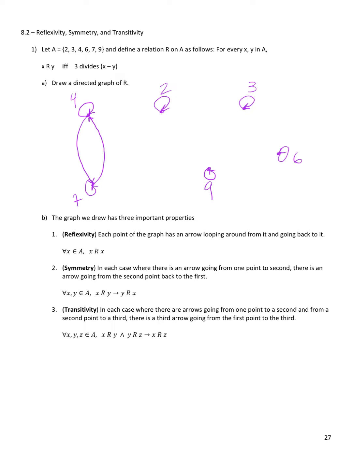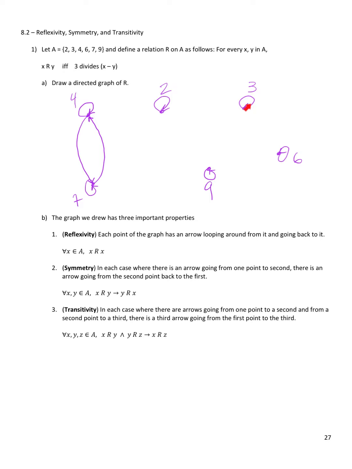How about 7? Is 7 related to 2? Well, the difference here is 5, not divisible by 3. 7 minus 3 is 4, not divisible by 3. 7 minus 9 is -2, not divisible by 3. And 7 minus 6 is 1, not divisible by 3. So we got the 4 and the 7, their arrows are done. 2, if I look at the difference between 2 and every other number, the difference is 2, 5, 1, 7, and 4. None of those differences are divisible by 3. So 2 done.